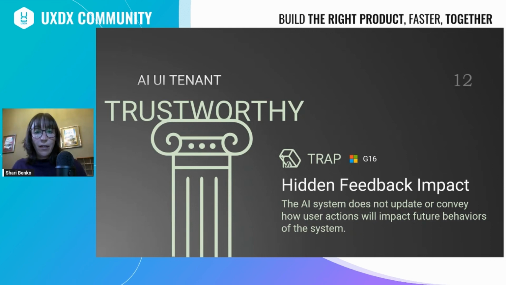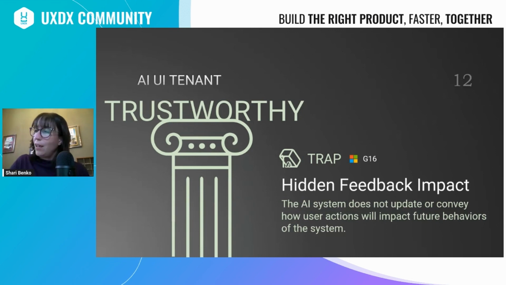Trustworthy, hidden feedback impact. The AI system does not update or convey how user actions will impact future behaviors of the system. The example that the Microsoft guidelines suggest for this is the product communicates that hiding an ad will adjust the relevance of future ads. So it's almost like a user takes an action and it's actually going to tailor the outputs of the system. I tend to think of this one in a slightly different light than the commercial products that are just pushing advertisements, in a similar manner to the importance of having a human in the loop. We need to make sure we aren't just adjusting the outputs without letting the user know and decide if they want their current decision to impact it, right? So that's what we mean by hidden feedback impact.